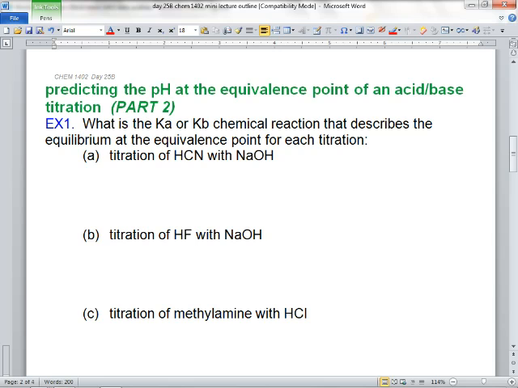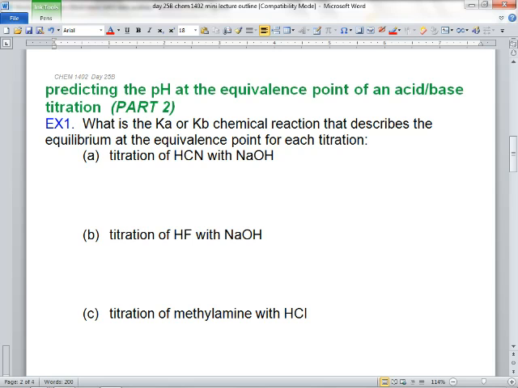Okay, let's pick on Ray. Ray, in this part A, where'd he go? He took off. He went early spring break for him, I guess. Genevieve, did you write a Ka or a Kb reaction for this first one? Did you write a Ka or a Kb reaction?